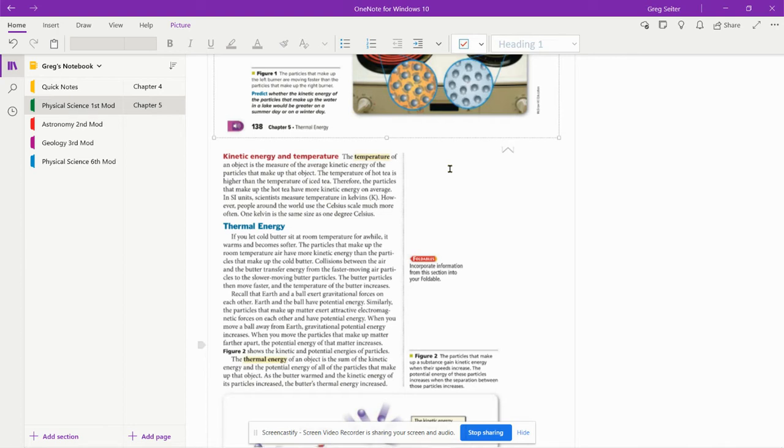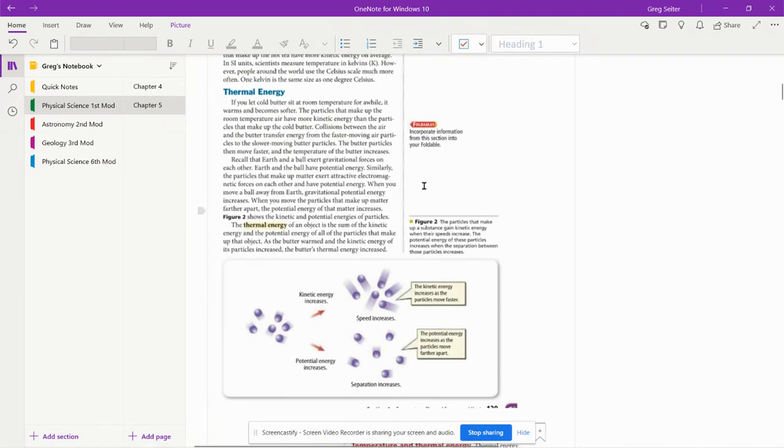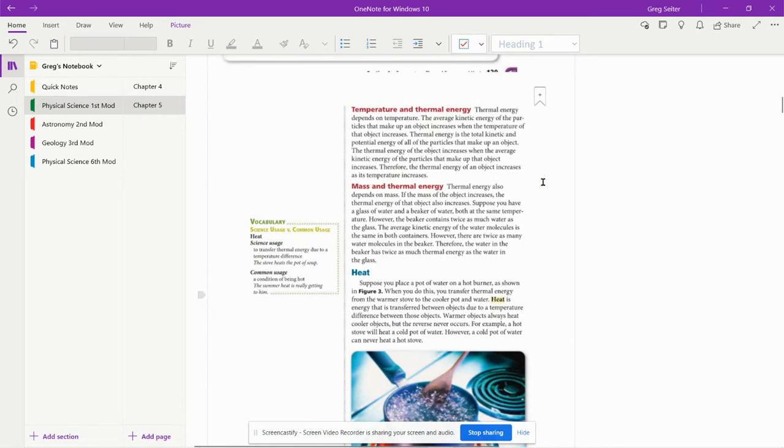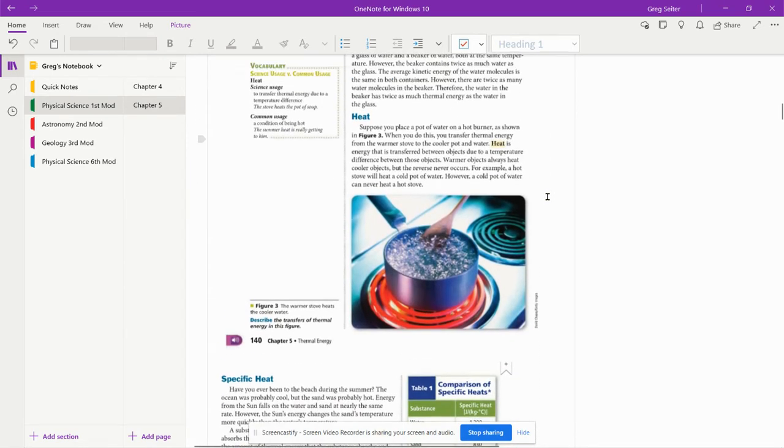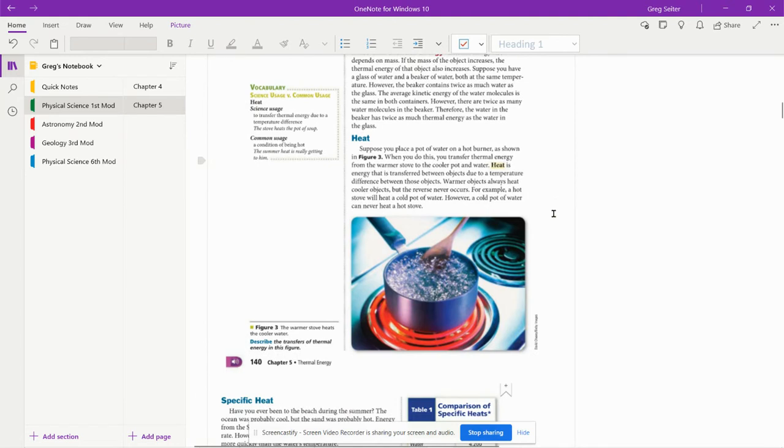All right. Then we had thermal energy. We talked about thermal energy. Thermal energy is the sum of the kinetic and potential energy of the particles. A lot of you missed that answer in the homework. Temperature and thermal energy. As temperature increases, thermal energy increases, because thermal energy depends on that temperature. Mass and thermal energy. The more mass, the more thermal energy, because there are more particles.